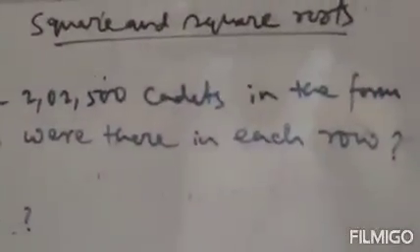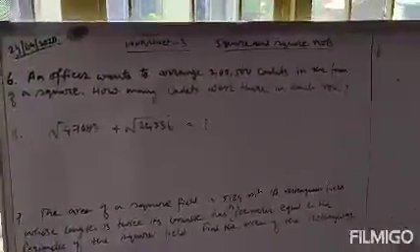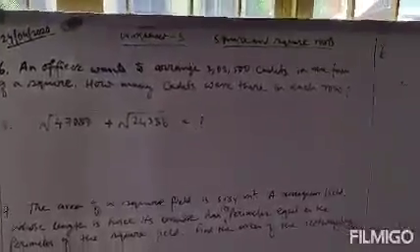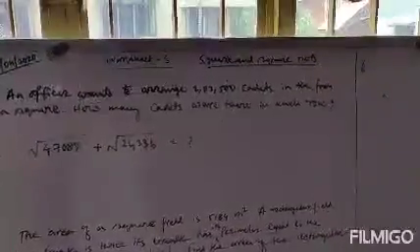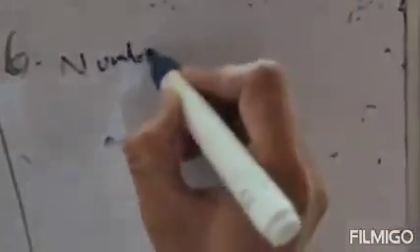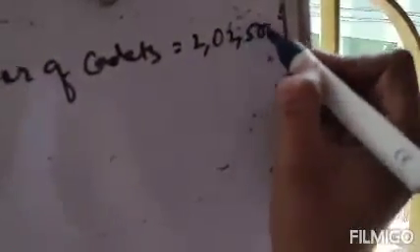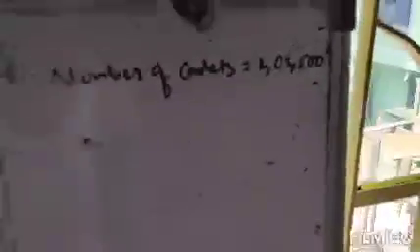Clear? So the first question says, question 6. An officer wants to arrange 2,02,500 cadets in the form of a square. How many cadets were there in each row? So the number of cadets is 2,02,500. Let's write it down first. Number of cadets equals 2,02,500.